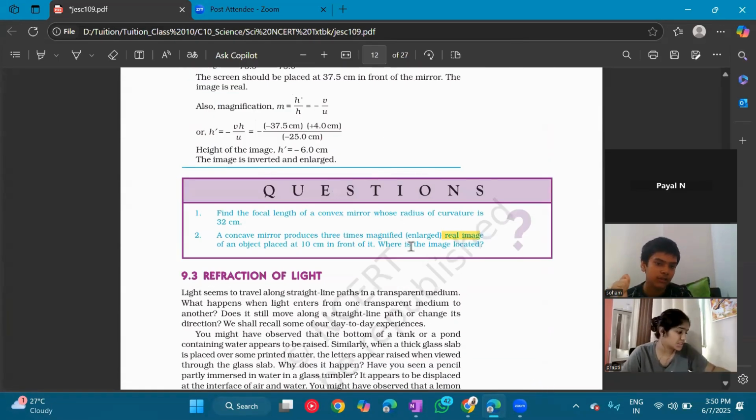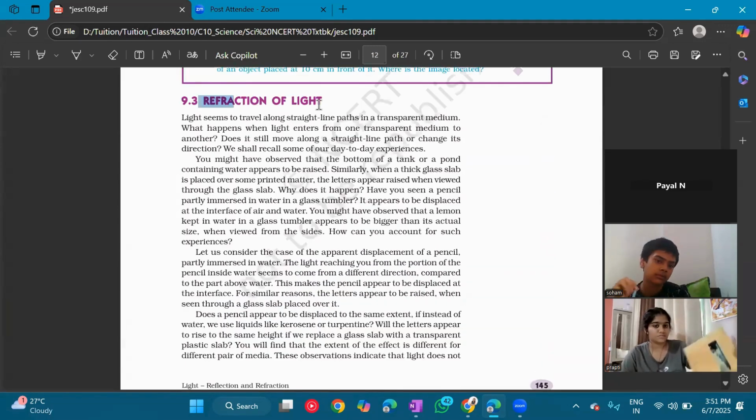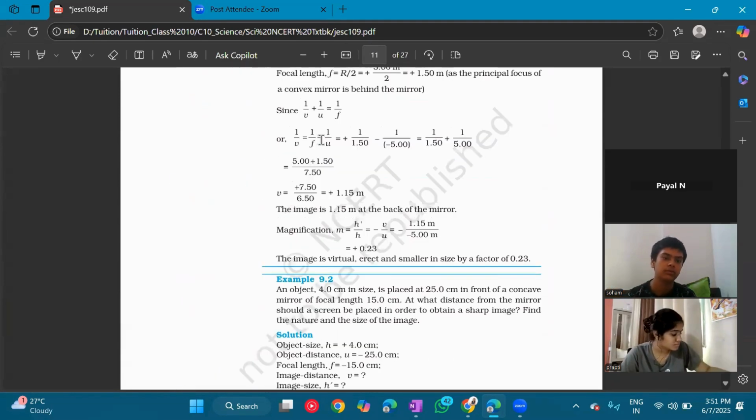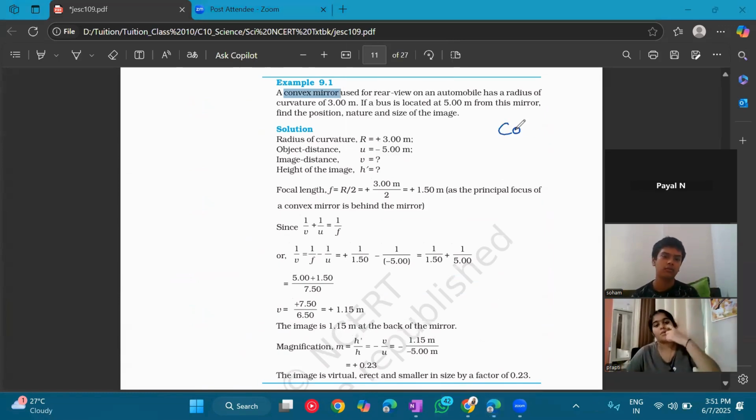Okay. This was the second question. Now after that we are having refraction part. Okay. So these two numericals, I'll just discuss it orally, then you can solve this at home. A convex mirror. So the moment you see the word convex, pay attention. The moment you see the word convex, see the habit of writing there over here.